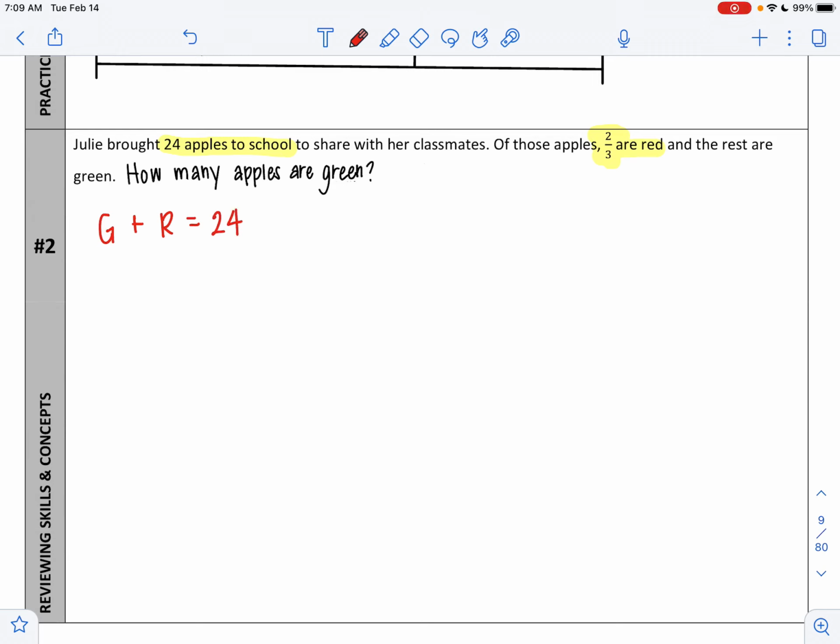And you don't know how many of the apples are either, but you can find out how many are red because it's 2/3 of 24. And remember, this usually indicates multiplication. So once you figure out how many are red, you can find out how many are green. And again, very, very similar to question 2 on Monday's homework if you want to rewind the video for a full example.